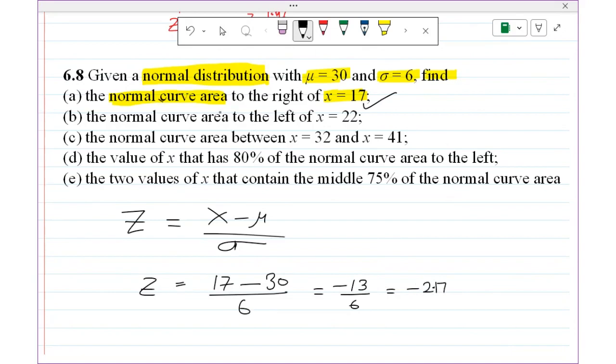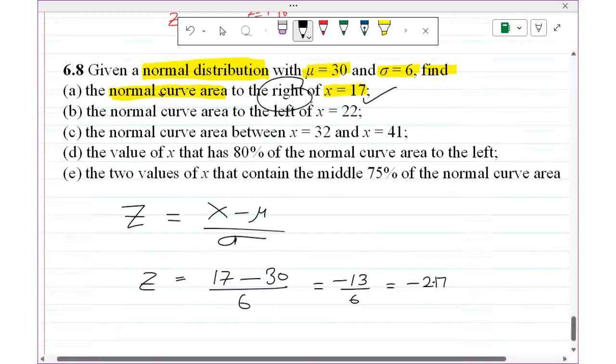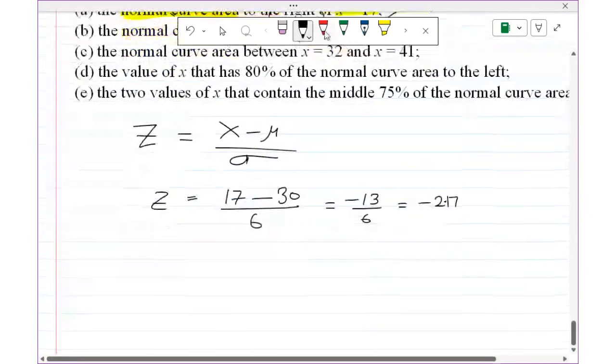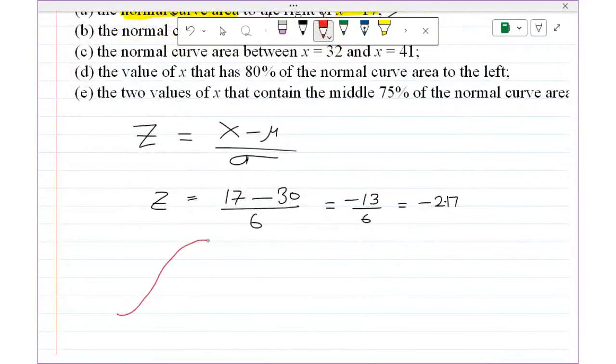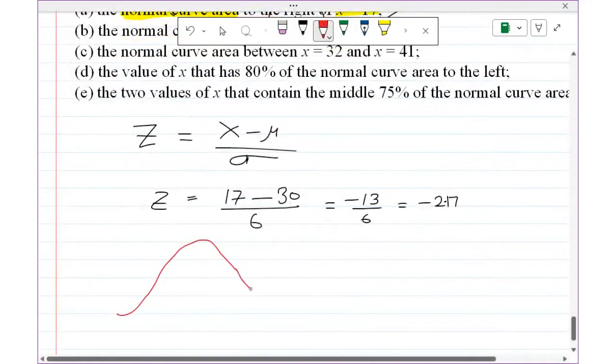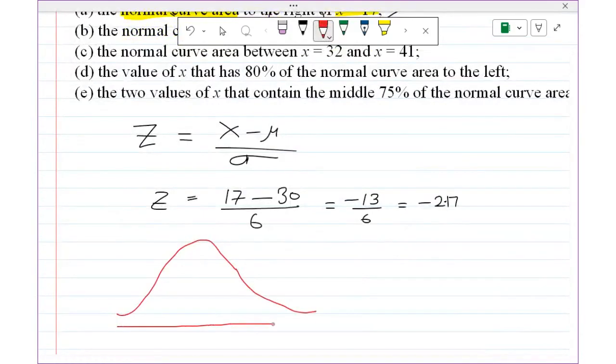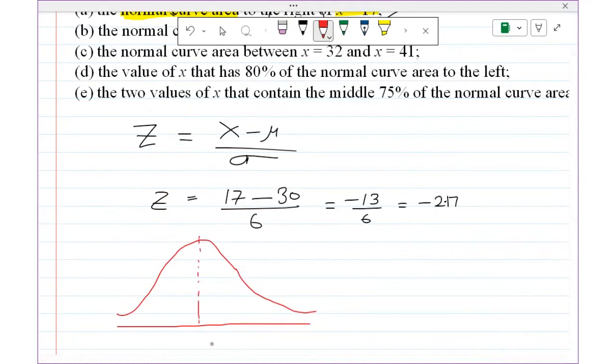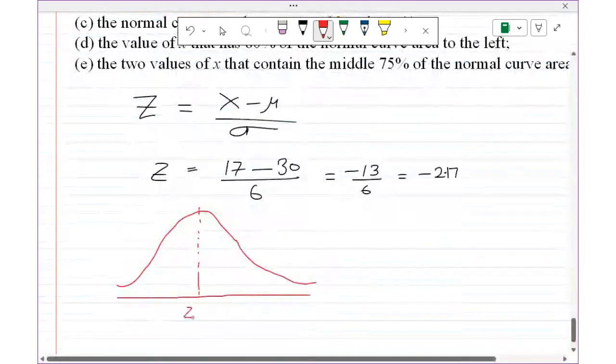Normal curve area to the right. The right side area we have to find, to the right of minus 2.17. So students, first you will make a diagram. Your diagram doesn't need to be exactly symmetric. You can make a rough diagram like me. In this diagram, this is my center. The center in the standard normal distribution is z equal to 0.